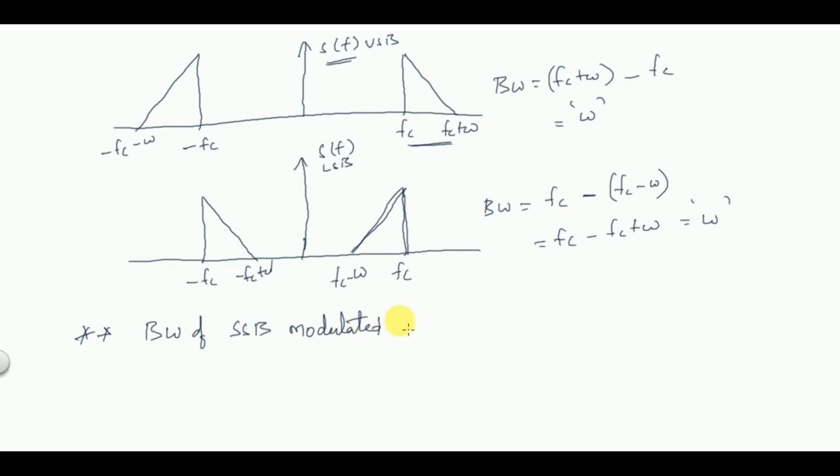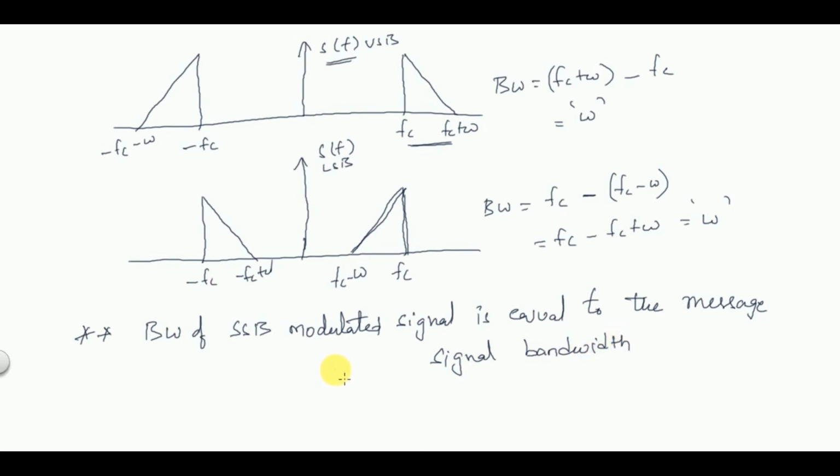The important point to note is that the bandwidth of the single sideband modulated signal is equal to the message signal bandwidth. In the case of AM and DSB-SC, the bandwidth is twice the message signal bandwidth, but in the case of SSB it is equal to the message signal bandwidth. This is a very important point which you have to remember.